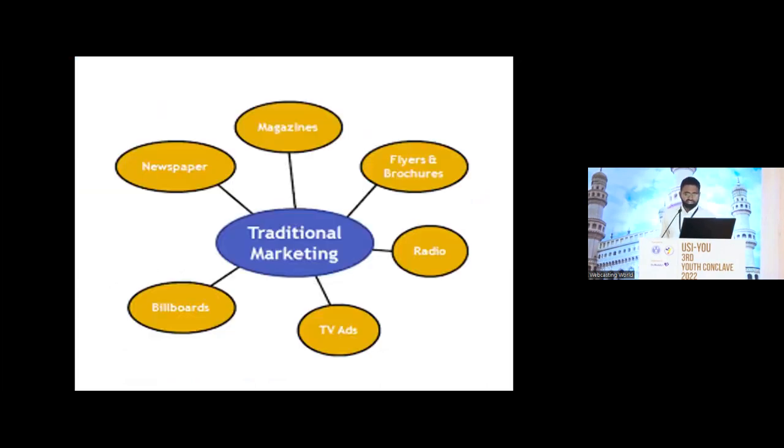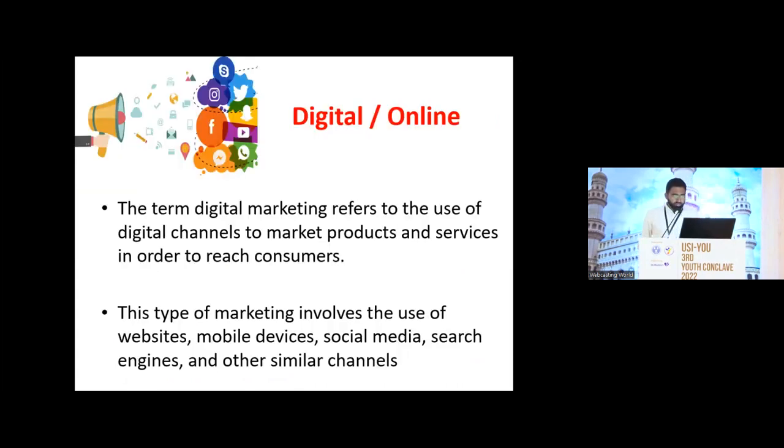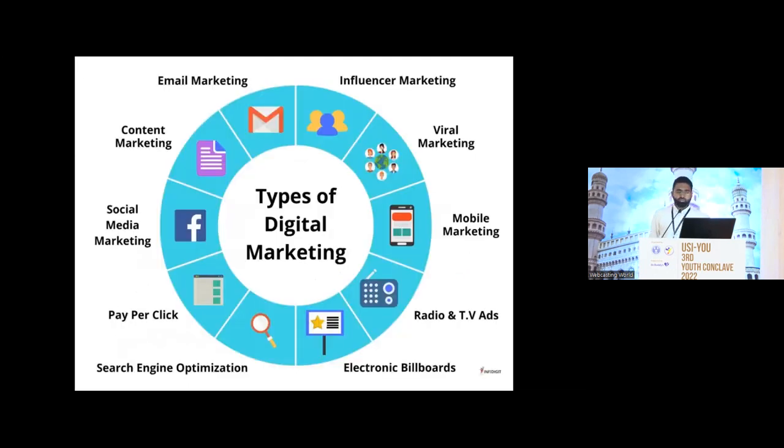As I said in the previous slide, the various means of physical marketing, that is traditional marketing, are newspapers, magazines, flyers, brochures, radio, TVs, and billboards. Digital marketing refers to the use of digital channels to market products and services in order to reach consumers. This type of marketing involves the use of websites, mobile devices, social media, search engines, and other similar channels. So these are the types of digital marketing.